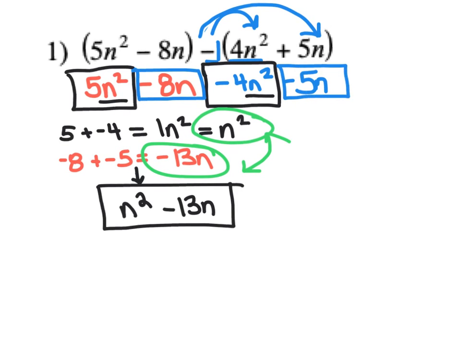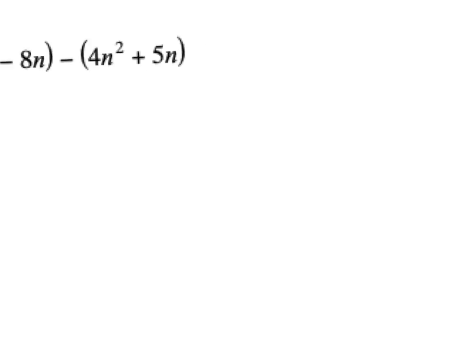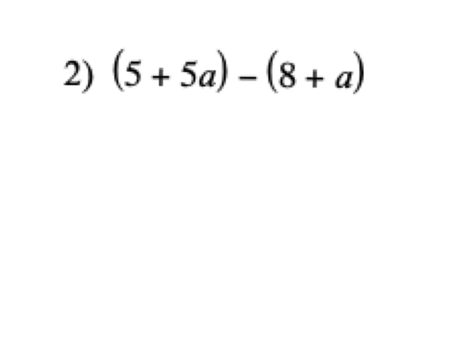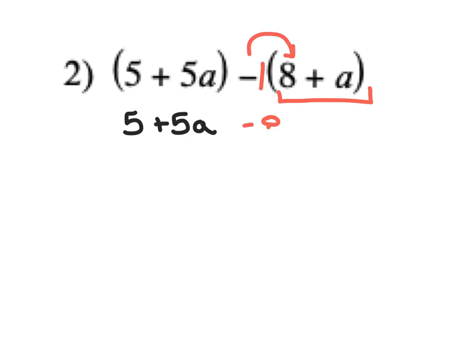Okay, let's try another one. Number 2, I have 5 plus 5a minus the quantity 8 plus a. Again, I need to understand that the minus is the same as a negative 1. So I'm going to have to distribute that negative 1 to everything inside this set of parentheses to get rid of the parentheses. I'm going to rewrite my first expression as 5 plus 5a. Now negative 1 times 8 is negative 8. And negative 1 times positive 1a is just negative 1a.